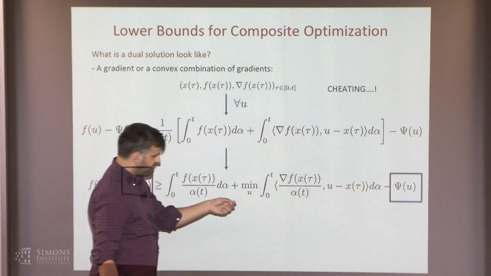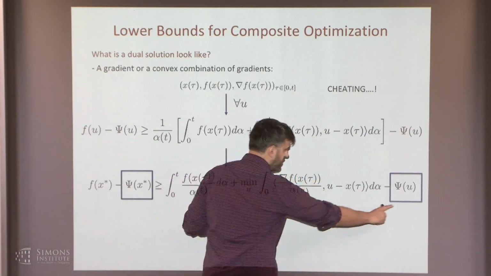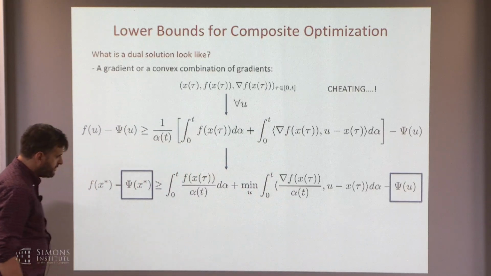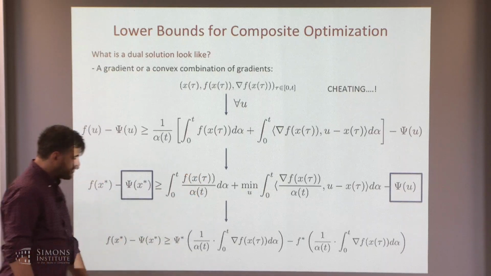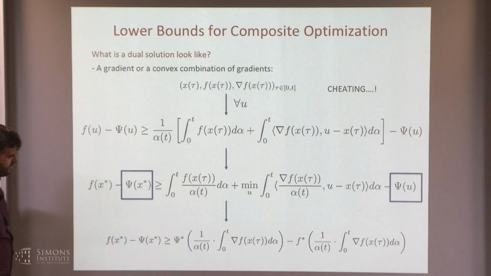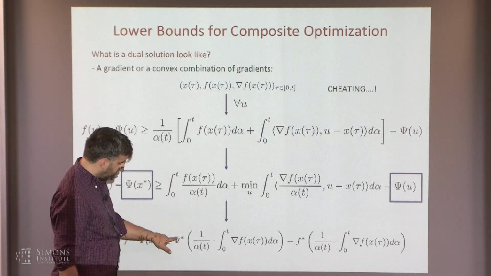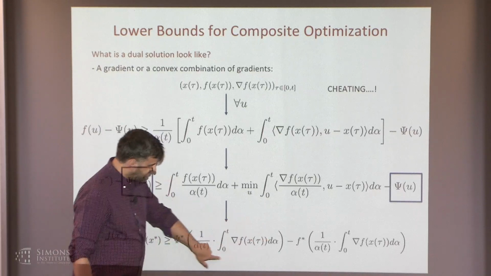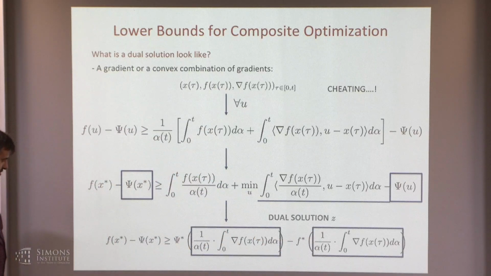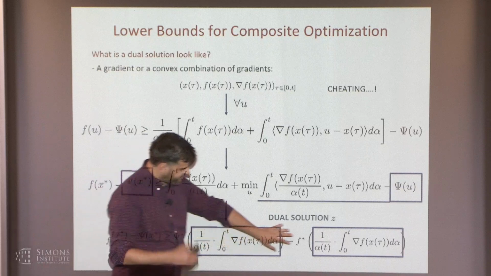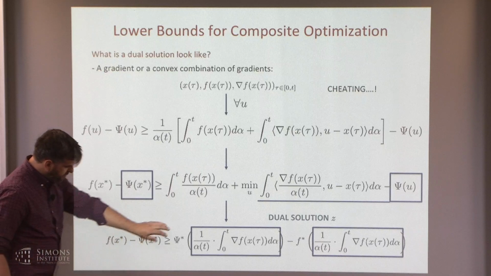This is the key trick in this conjugate duality: now this term looks like a conjugate dual. And actually, you can make this term also look like a conjugate dual, and you get this lower bound. Your optimum is at least psi star, the conjugate dual of psi, of an average of gradients, minus f star of an average of gradients. This average of gradients is what I'm going to think of as my dual solution. So when I think about a dual solution, I take some average of gradients and plug it into this function.